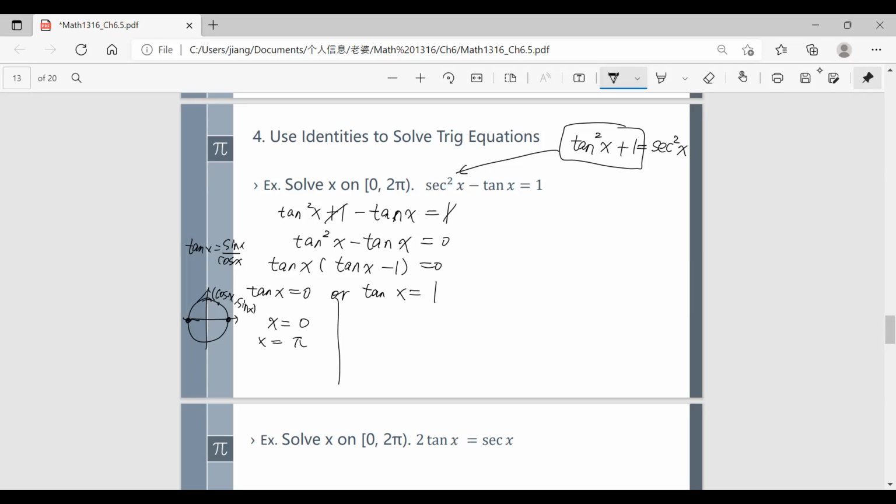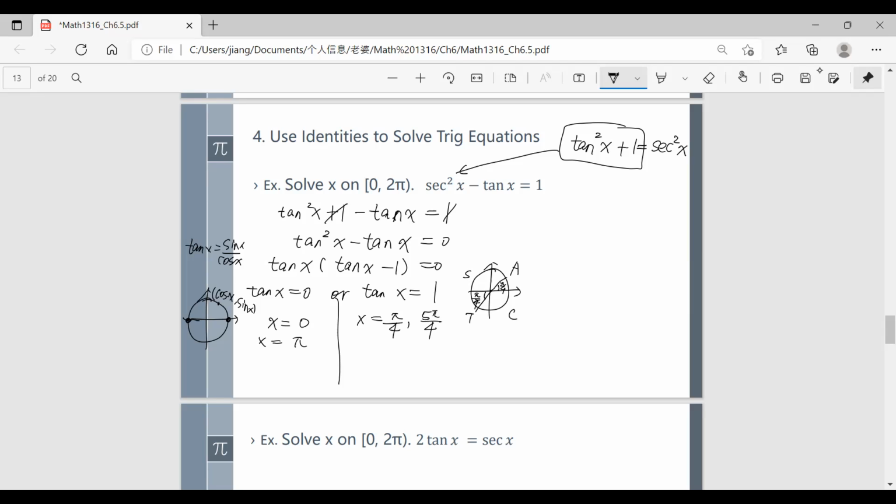How about the tangent x equals 1? So let's draw a unit circle. We have learned that if tangent x equals 1, the reference angle is pi over 4. So x equals pi over 4. Since this is positive, ASTC, the tangent here is also positive. That means the reference angle here is also pi over 4. So the angle from here to this terminal is pi plus pi over 4. That's 5 pi over 4. So we have 4 solutions for this question.